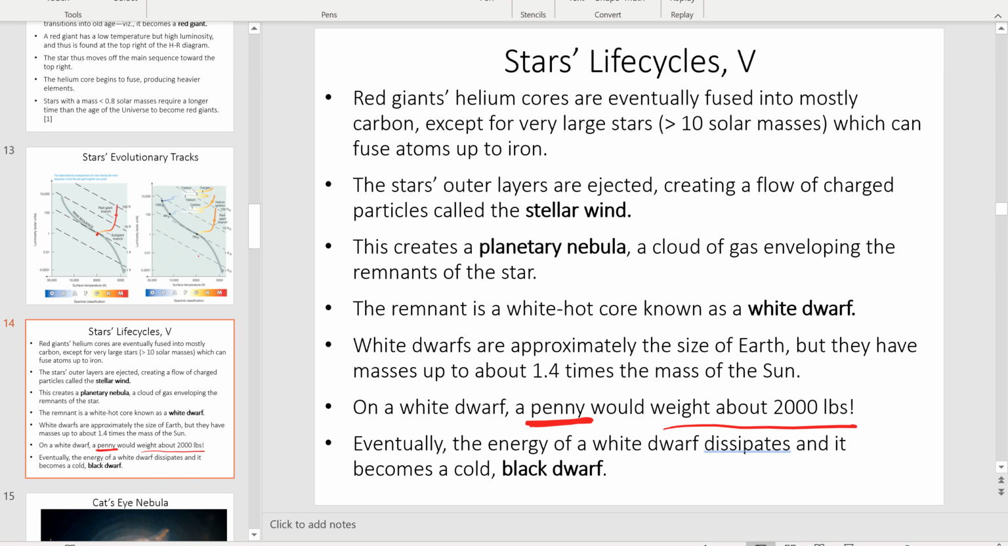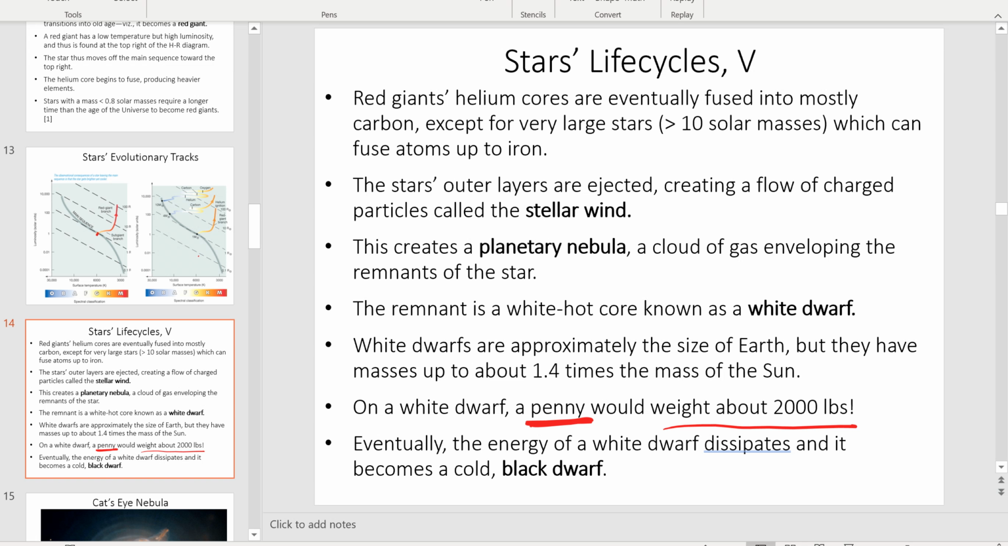This, of course, applies to you. You would weigh a vast amount, right? So you wouldn't be able to live on a white dwarf for many reasons. First, it's way too hot, way too much radiation. And there's no oxygen, but beyond all those, you would weigh so much that you'd be crushed into oblivion.